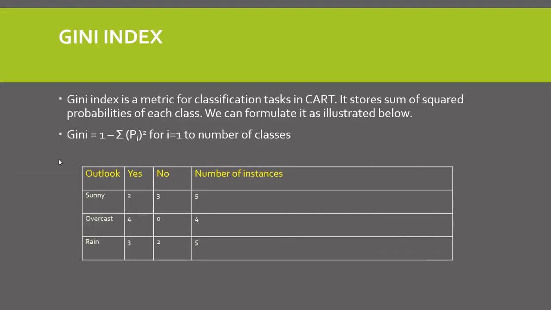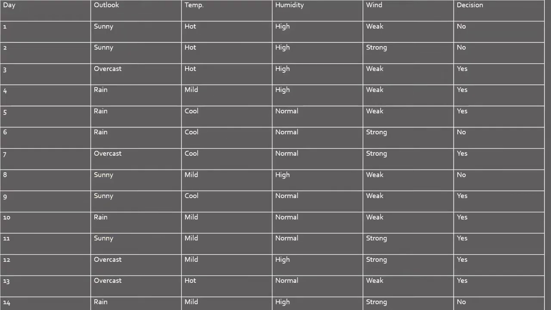Now, how do you find the Gini index of each and every feature? There is a formula provided. The formula is 1 minus sigma of pi whole square, where i is equal to 1 to the number of classes. The Gini index is a metric for classification tasks in CART. It is the sum of square probabilities of each class. Then, to identify the classes, when the outlook value is equal to sunny, how many times do we have yes and how many times do we have no? We need to know. Look at the previous diagram.